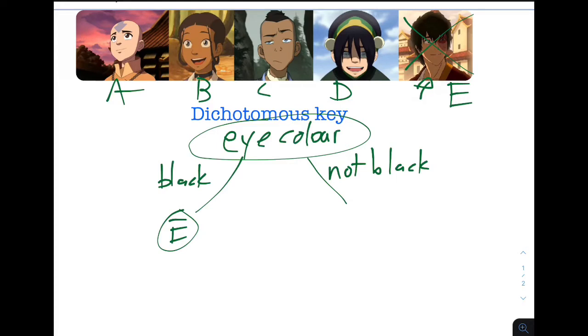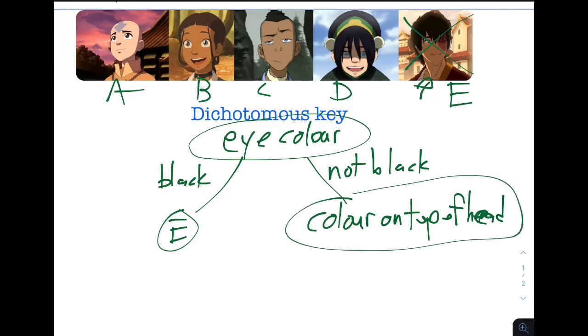So this question could be, well, could be a lot of things. It could be, maybe we'll ask, let's stick with color for a second here. Color on the top of the head. So this is the characteristic we're looking for. And I'm asking that because I see blue here and I see green here.